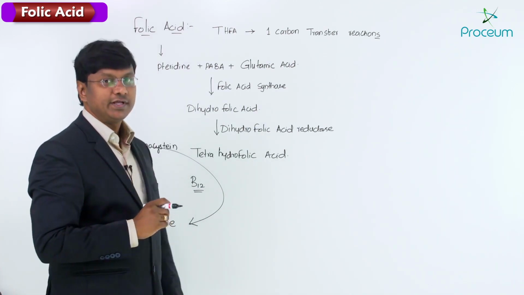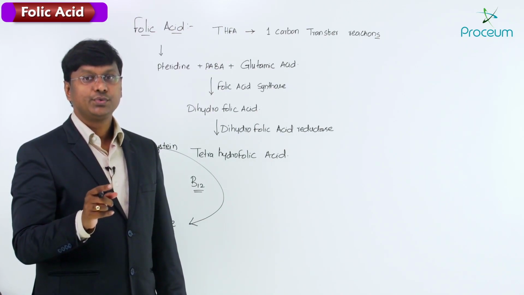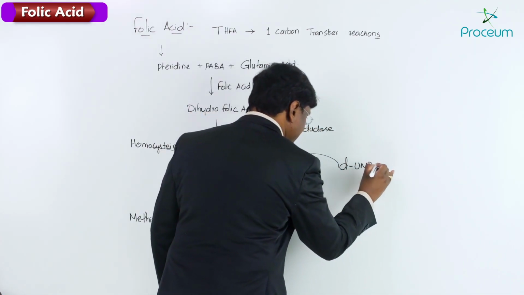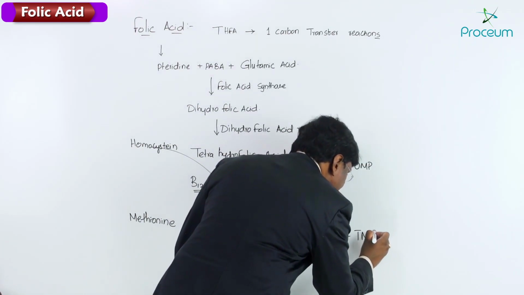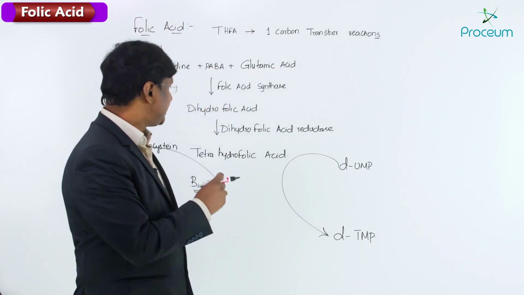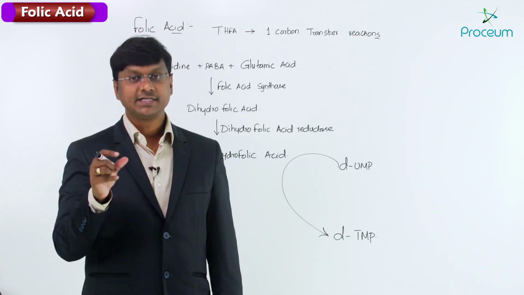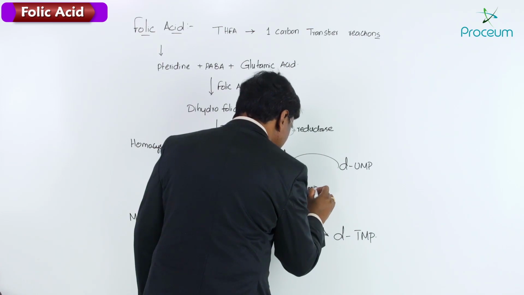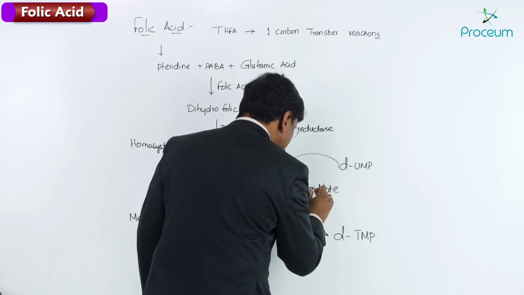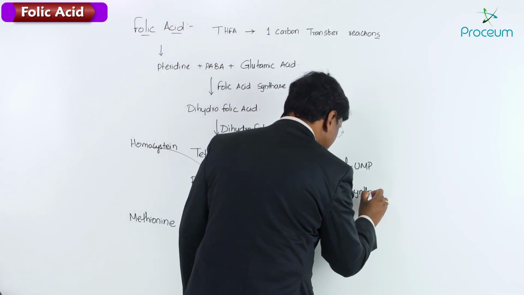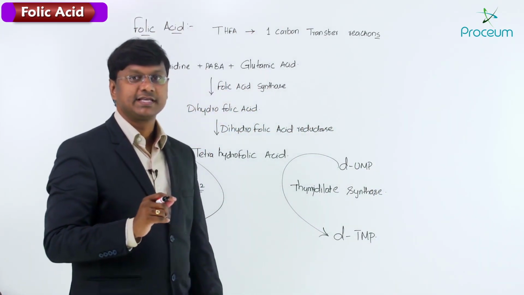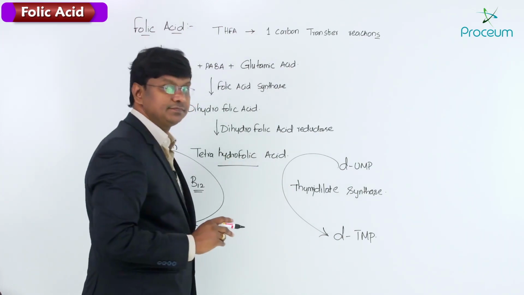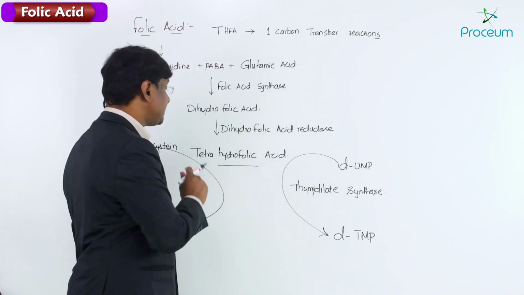Or this tetrahydrofolic acid is also required for the conversion of dUMP to dTMP. And here also your tetrahydrofolic acid is required. And along with the tetrahydrofolic acid, another important enzyme is thymidylate synthase. So these are the one carbon transfer reactions which involve tetrahydrofolic acid.